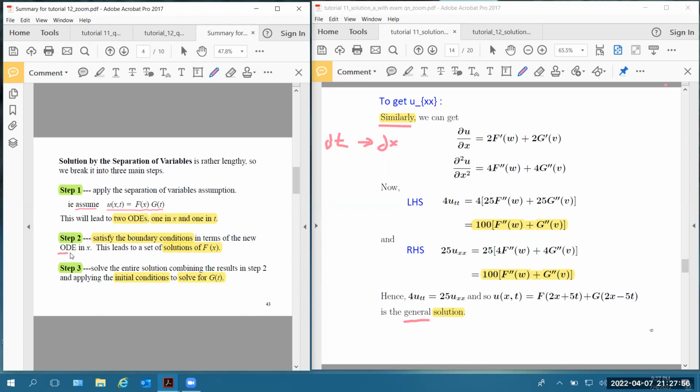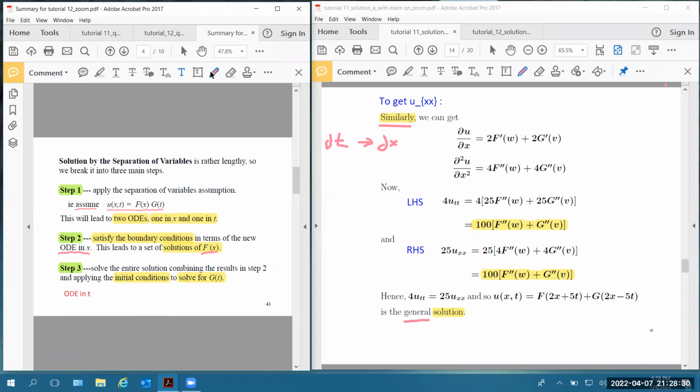Then step 2 is you go and solve the ODE in x. This ODE in x, you solve first. Okay, so then it will give you a solution f(x). Then the third step is to go and solve another ODE. This time you solve the ODE in t. So this one is you solve the ODE in x, right? Then step 3 is you solve the ODE in t.